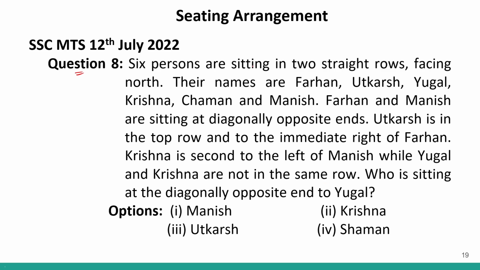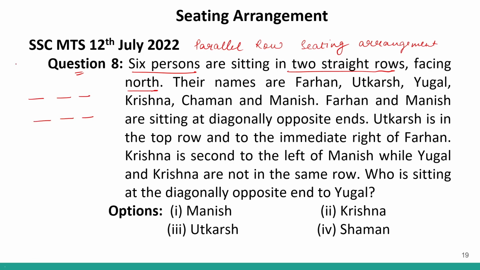Question number 8 says 6 persons are sitting in 2 straight rows facing north. So, again, this is a question of parallel row seating arrangement. In total, there are 6 people. That means they sit in 2 rows, 2 straight rows facing north. So, 3 people and 3 people. They are facing north. That means this will be the right side and this will be the left side. So, this is how we have to arrange them.